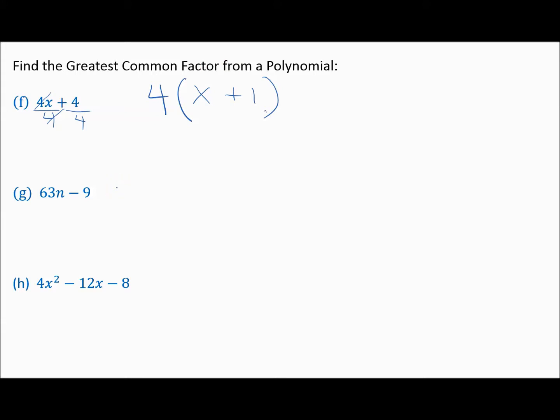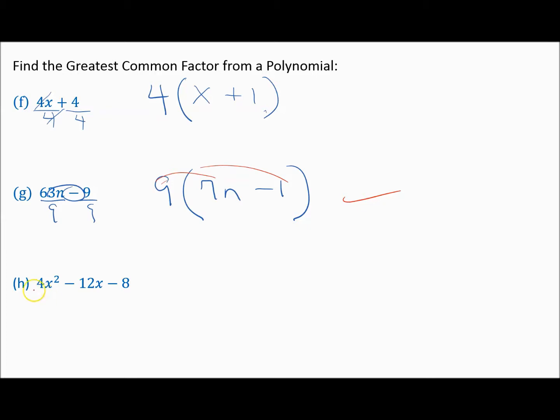Okay? Now, 63n and 9, do you see they have a 9 in common? Right? I'm going to divide each of these by 9. 63 divided by 9 gives me 7, and then the n was already there, it's still there, and then 9 divided by 9 is 1. Notice that was minus, so we have a minus in between. Again, to check it, you could just simply distribute this back inside, and you would see that would give you 63n minus 9, which is exactly what we're looking for.